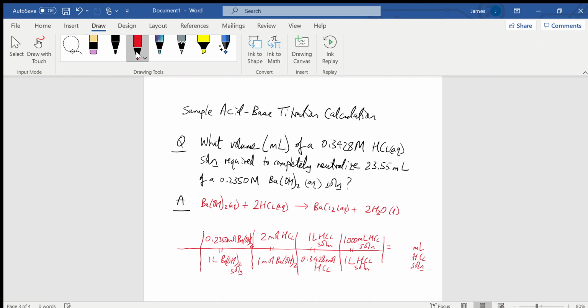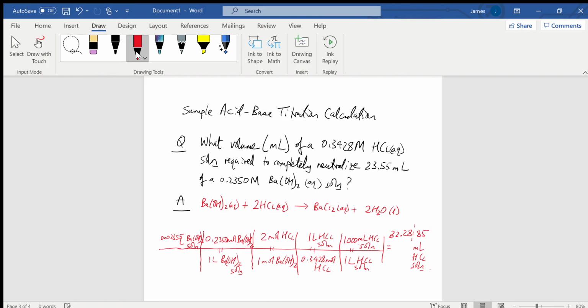But I don't have a full liter of barium hydroxide solution. Let's see, how much do I have? I have 0.02355 liter. Okay. Remembering to divide any milliliters by 1,000 to get back into liters. I multiply all the numbers on the top, divide by all of the numbers on the bottom. I get 32.28, a couple of non-significant digits now, 85.